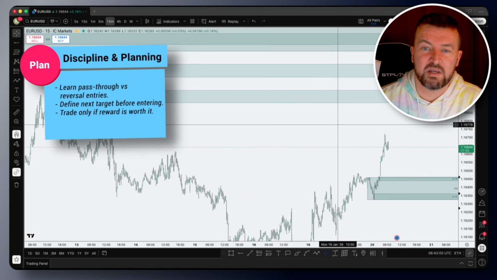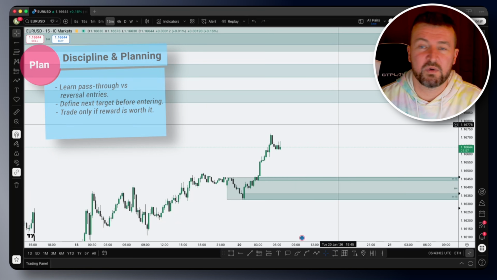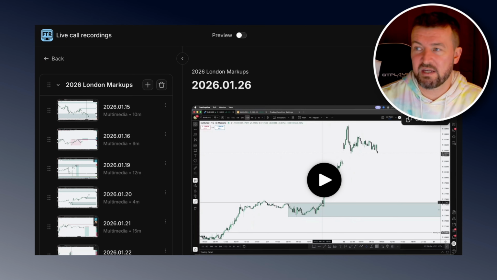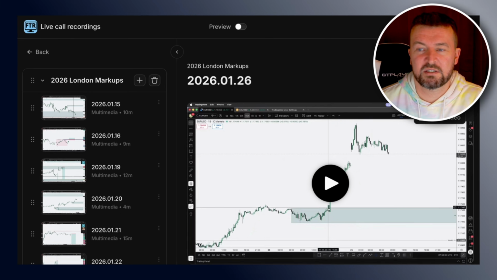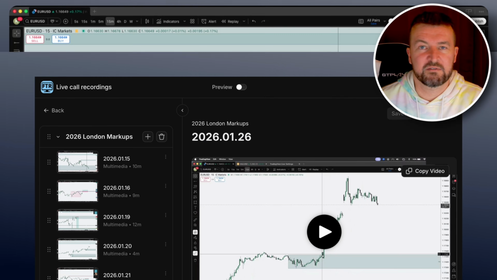That is my euro markup, which I'm going to pretty much repeat in an hour's time live in FTR for when everyone's awake and we're all looking at the charts ready to take the same trades for the day.